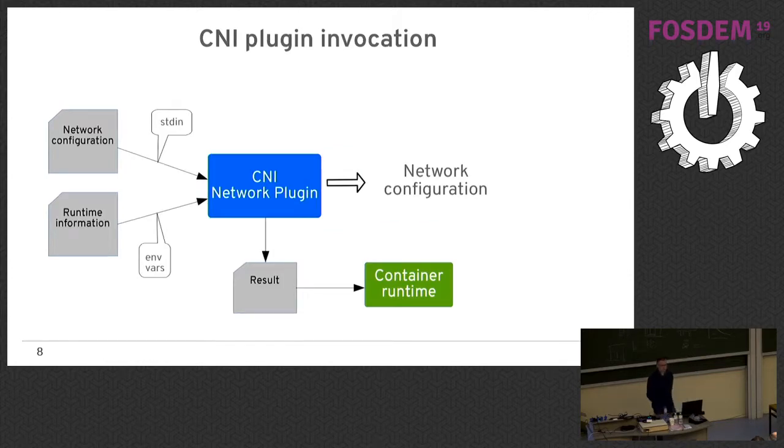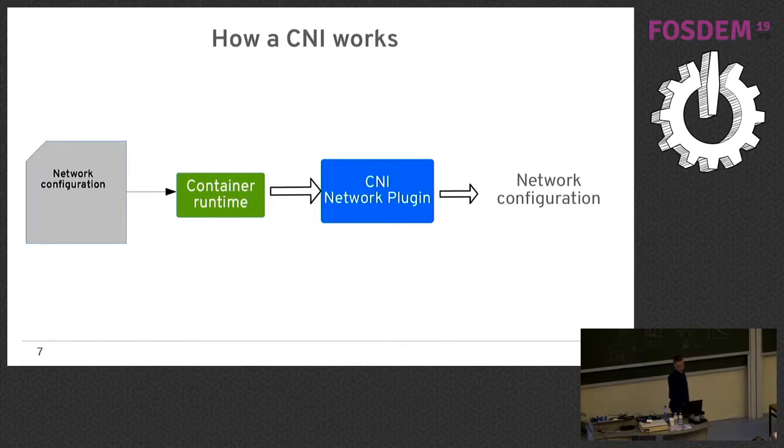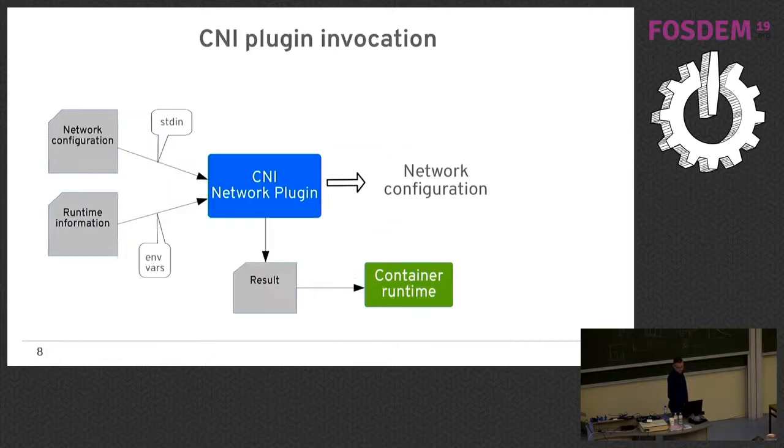Let's look at the CNI plugin invocation. The plugin receives two pieces of information. One is the network configuration file. This is exactly the same file which was used by the container runtime to find the CNI plugin. The other piece of information is the runtime information. This is the information about the container which is being created. The network configuration, a JSON file, is streamed into the CNI plugin on its standard input. The runtime information is a set of environment variables, such as container ID or network namespace, and this is passed to the plugin as a set of environment variables.